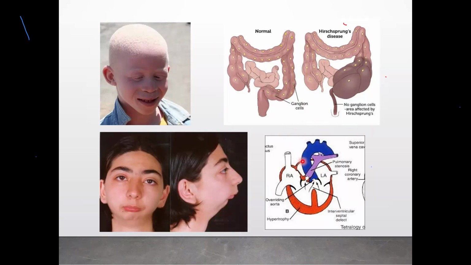Then also you'll have conotruncal septation defects. One of them is tetralogy of Fallot, and also persistent truncus arteriosus. All those anomalies should come across due to that.